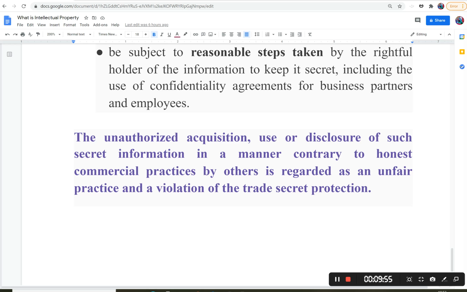So these are the various forms of intellectual property recognized worldwide, and that's it about what is intellectual property and the various kinds of intellectual property.